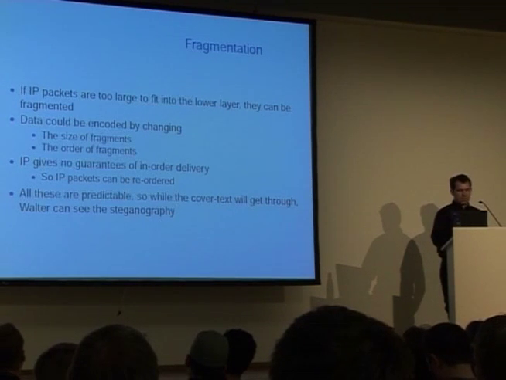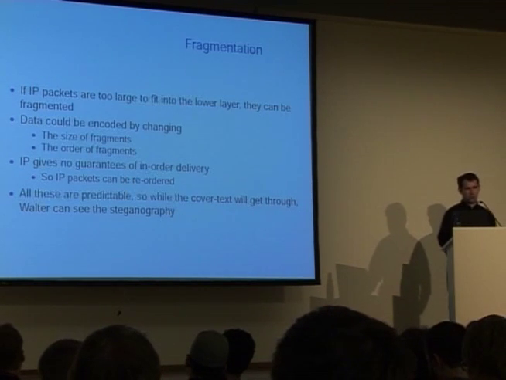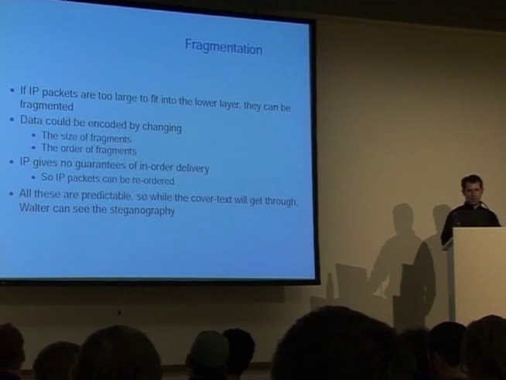One way of encoding information is the size of fragments. There's no rule that says you have to fill an Ethernet frame. You could do something smaller. You could send a 1 could be lots of small packets, a 0 could be one big packet.